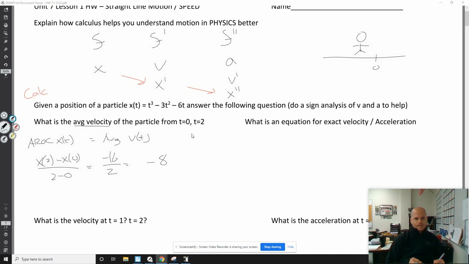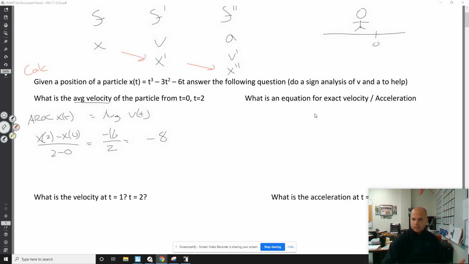8 minus 12 minus 12. So 8. No, I was wrong. Oh, yeah, negative 16. Okay. All right, what's the equation for the exact velocity, acceleration?